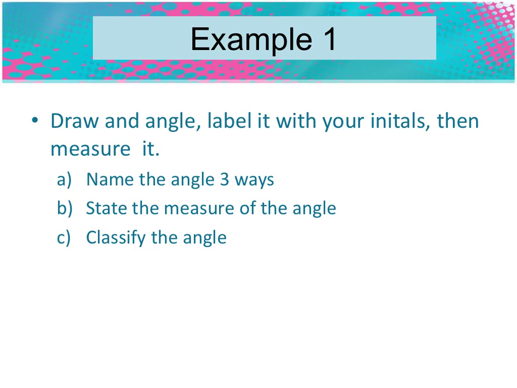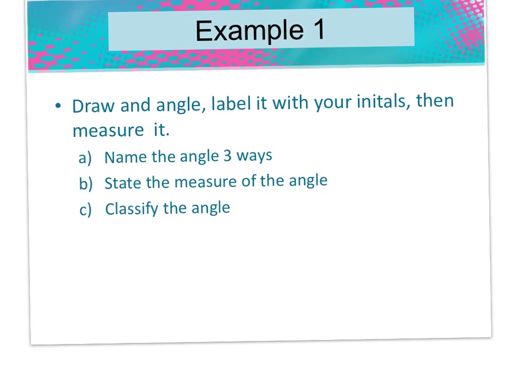Okay, so this one says, draw an angle, label it with your initials, and then we're going to measure it. So make it any size you want. Make it acute, make it obtuse, make it right, whatever you want. Go ahead and draw yourself an angle and label it with your initials. If you don't have a middle name, just make something up.